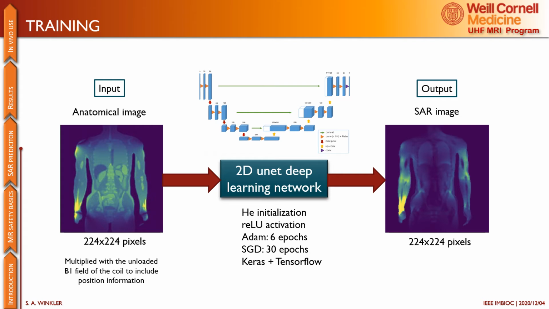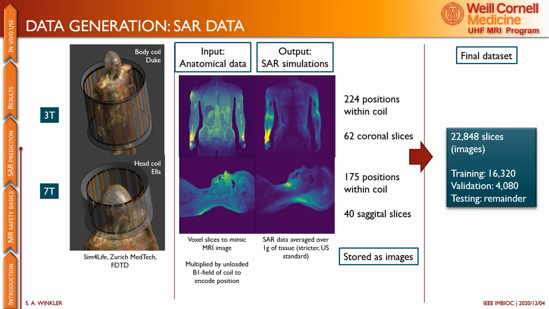What we do here is we train a 2D UNet, and the input is an anatomical image, and the output is a SAR image. This has 3 layers of depth and relocalization and some other parameters that are mentioned here. I'll go into more detail on the data generation, but this is in principle the deep learning network that we use. It takes 6 epochs to train it with ADAM and 30 for SGD. Now, everybody who knows deep learning knows that the data preparation is really the most important aspect of the work. So let me go into a bit of detail of what I did here.